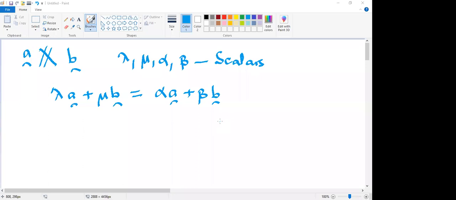What can you say about the scalars? If the vectors A and B are not parallel, and lambda A plus mu B equals alpha A plus beta B, where alpha, beta, lambda and mu are scalars, what can you say about the scalars?